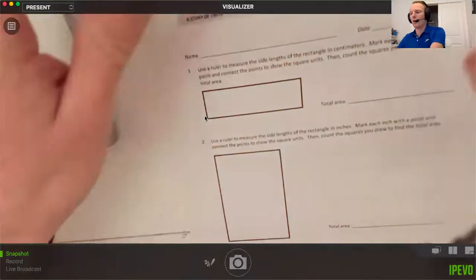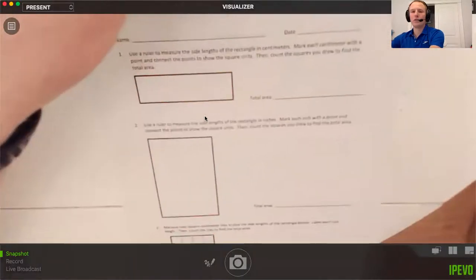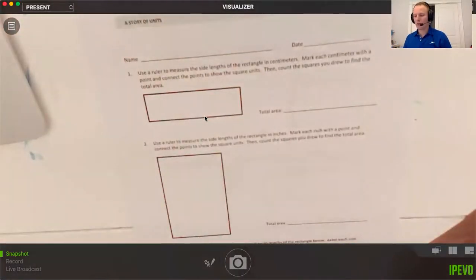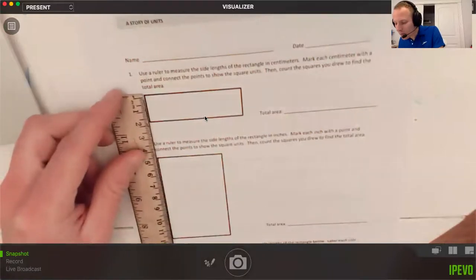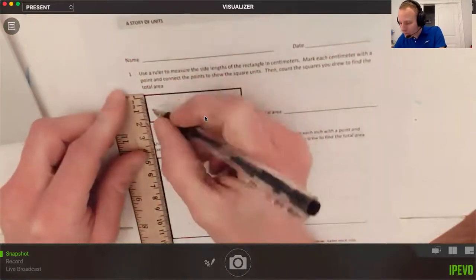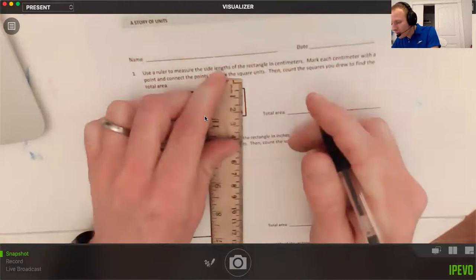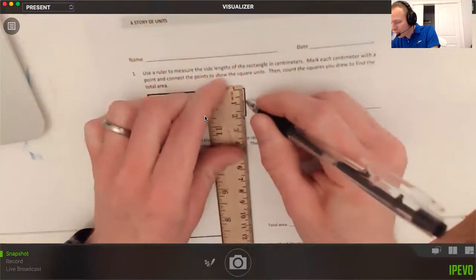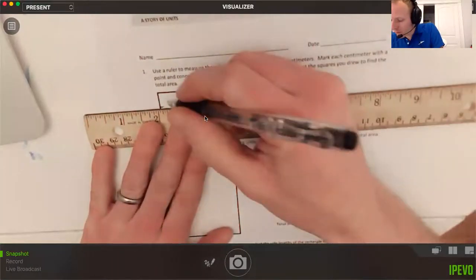I have the problem set here, which you've already done at this point, but it's always good to go over these after the fact, and then you can better understand what it was we did today. It says use a ruler to measure the side lengths in centimeters, and then we're going to draw on the grid. I have my ruler here, and I see that that's 2 centimeters. So I'm going to put a mark at 1 centimeter on this end, and a mark at 1 centimeter on this end, and use a straight edge, in this case a ruler, to connect those.